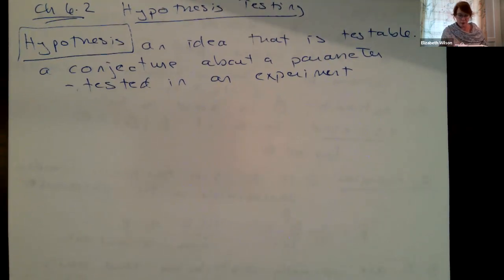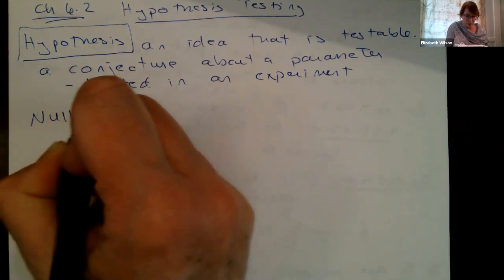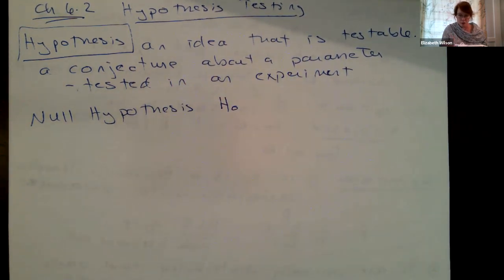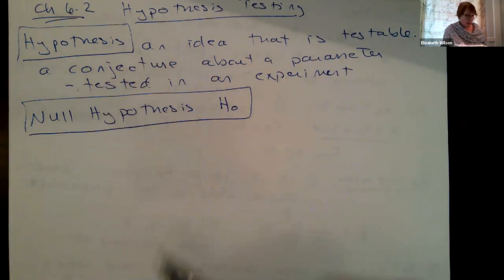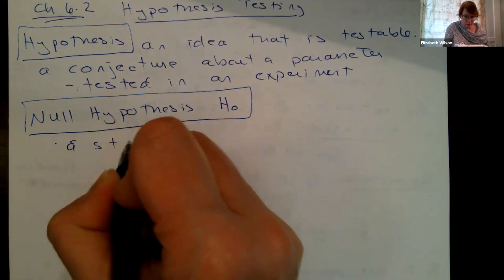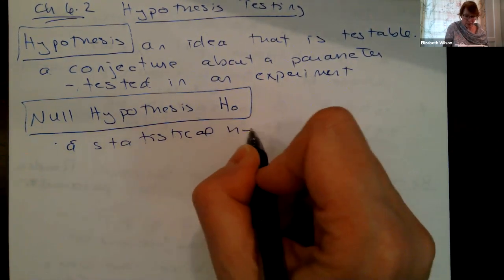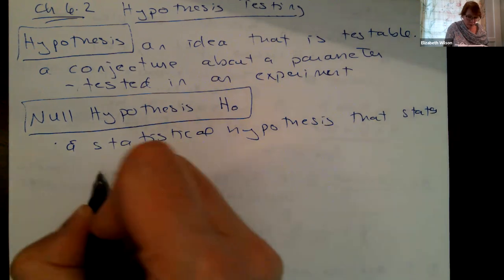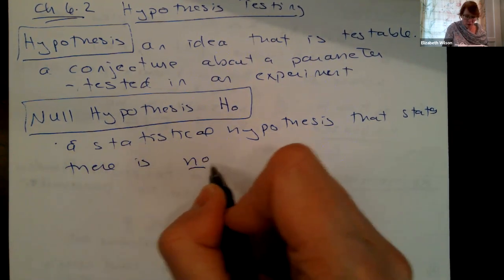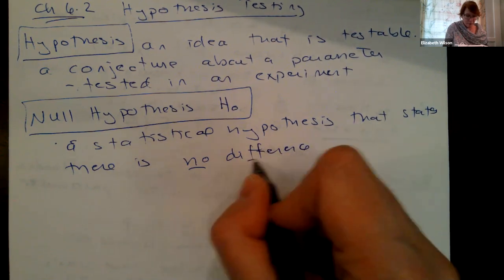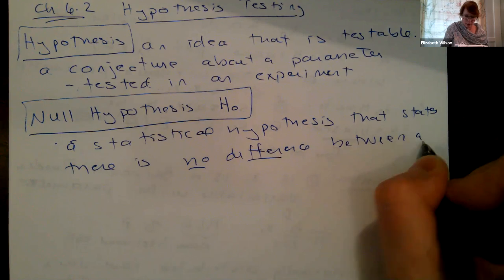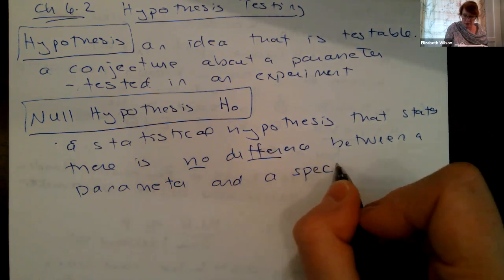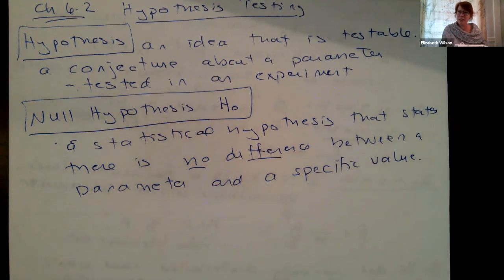All right, so let's talk about the different types of hypothesis that we can have. There's something called the null hypothesis, and we typically call that H naught, H sub 0. Our null hypothesis is a statistical hypothesis that states there is no difference between a parameter and a specific value. Kind of like our default, right?